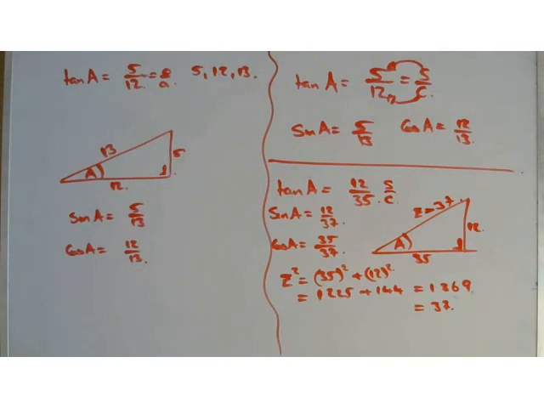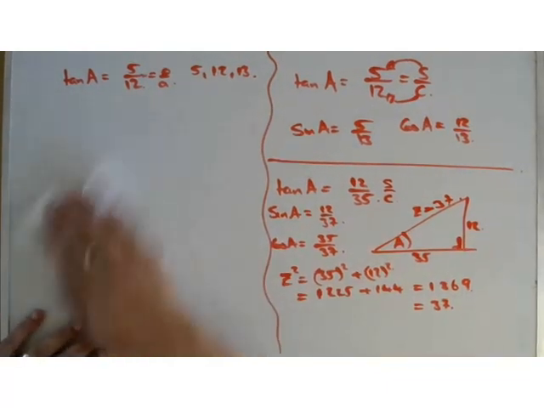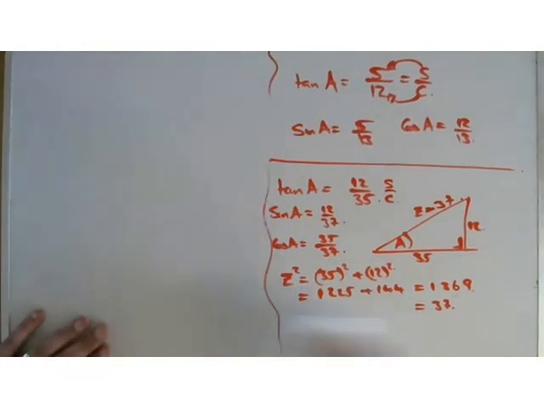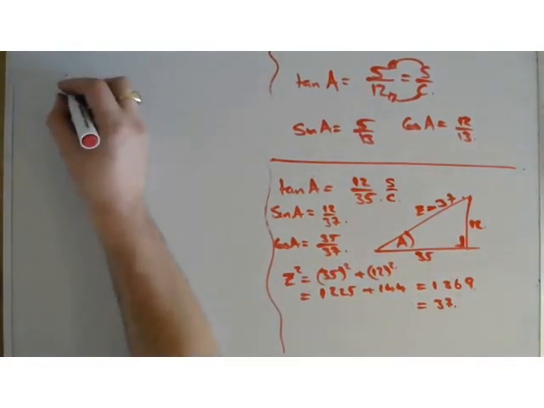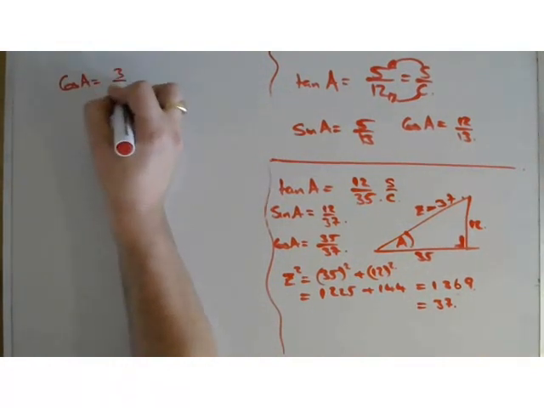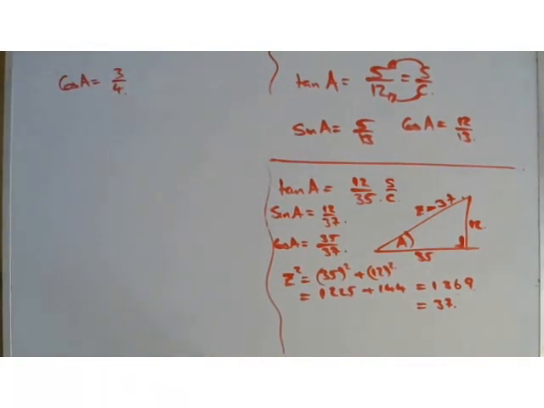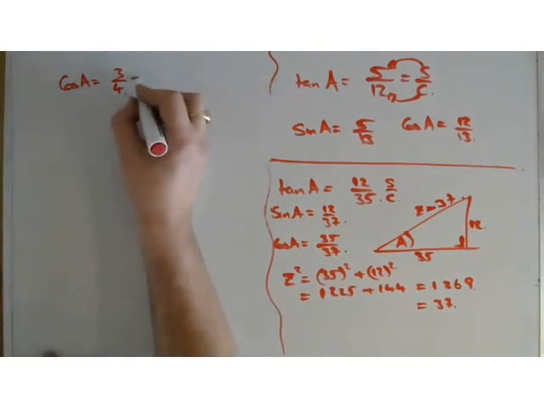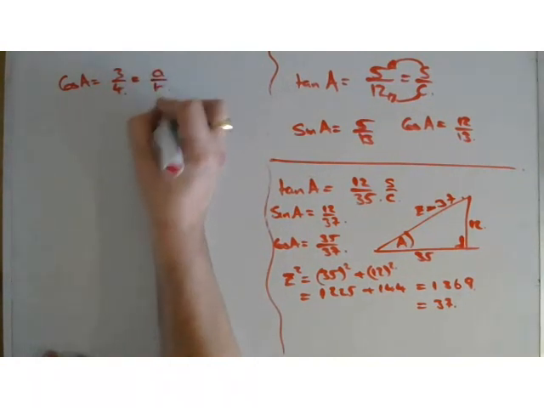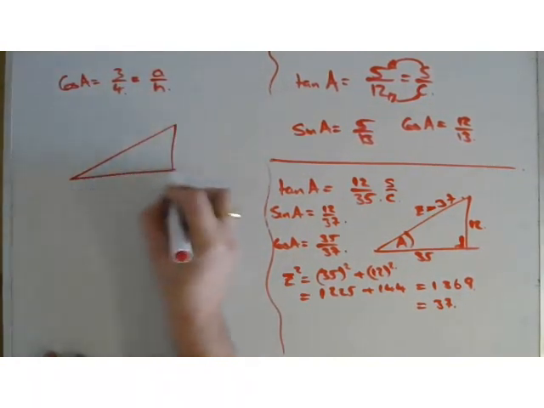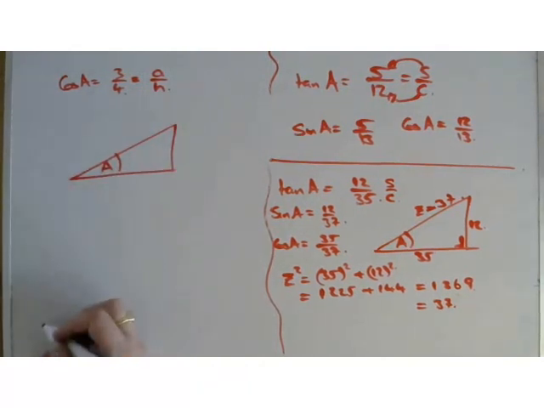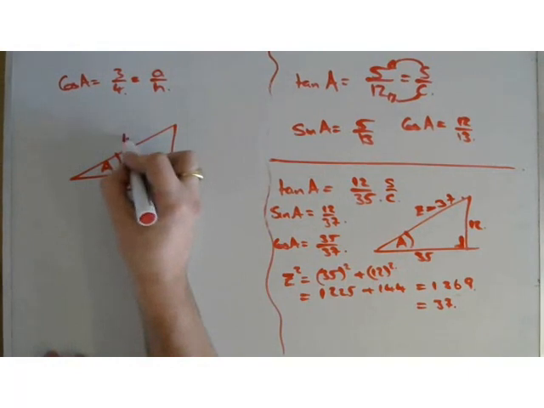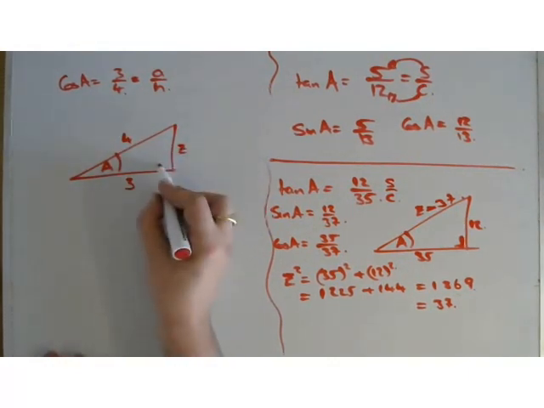Now, the next one's a bit of a bugger. The next one is thrown in to upset you entirely. It says that the cos of A is 3 over 4. Now, this is not a 3, 4, 5 triangle. It's not, because cos is adjacent over hypotenuse. So here is adjacent and there is hypotenuse. So now that's my unknown side.